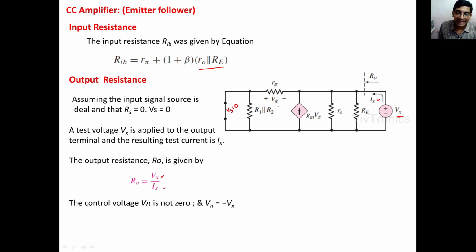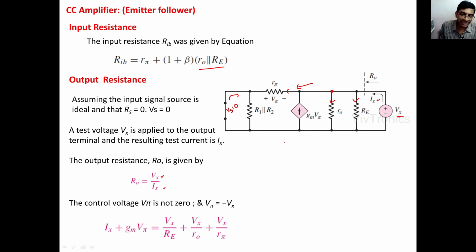The control voltage V pi is a negative voltage, because previously we were getting the voltage from this side. Now we are getting voltage from the output side to the input. That's why V pi becomes minus Vx. Therefore, when we apply the KCL at this node, the incoming currents are equal to outgoing currents. The incoming currents in this node are one, the Ix current, and another one, the GM V pi current. The outgoing currents are one, the current flowing in Re resistance, another one through R naught resistance, and another one through R pi resistance.